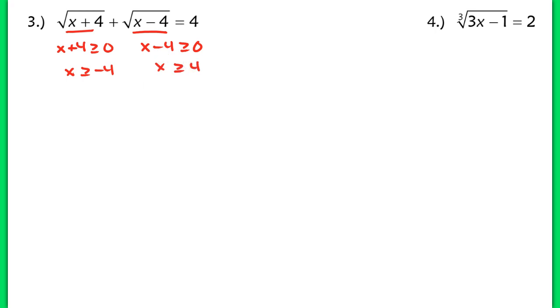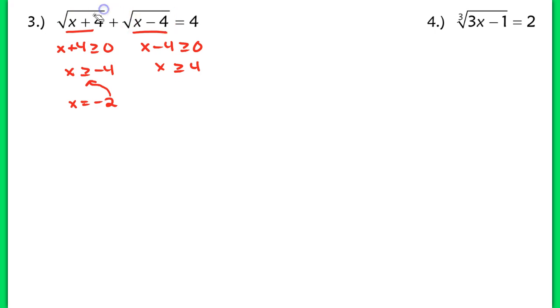Now you have to pick the more restrictive inequality. So what I mean by that is, let's say we get x equals negative 2. Okay, x equals negative 2 fits for this inequality. It is greater than negative 4, so it would work in this particular radical. But as soon as we try to plug it into the other inequality, it won't work, right? x is clearly not bigger than 4.